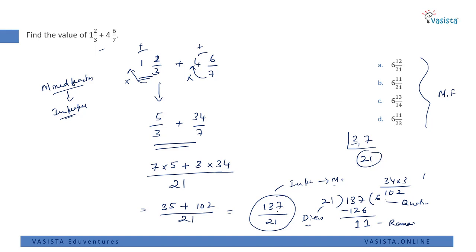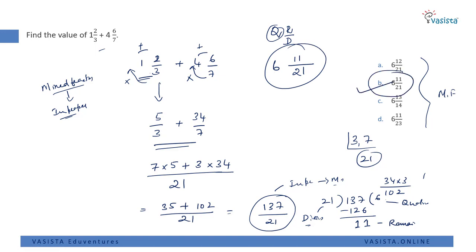So when you are going to convert an improper fraction to a mixed fraction, you are supposed to place it this way: Q R over D. What is Q here? Quotient. The quotient is 6, the remainder is 11 and the divisor is 21. The answer here is 6 11/21. So option B is the right one.